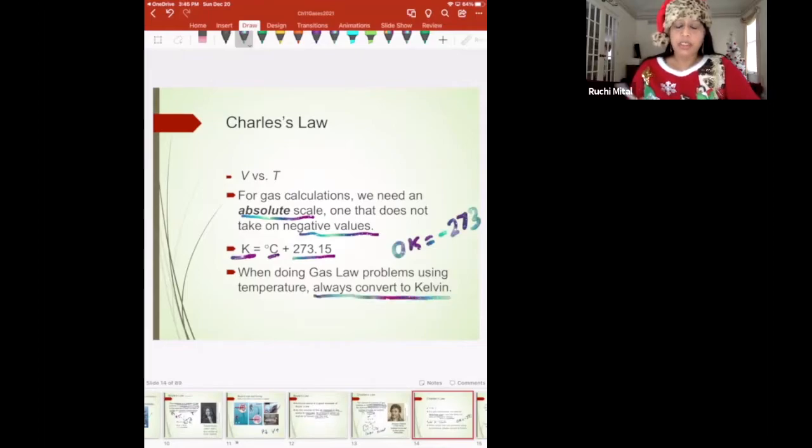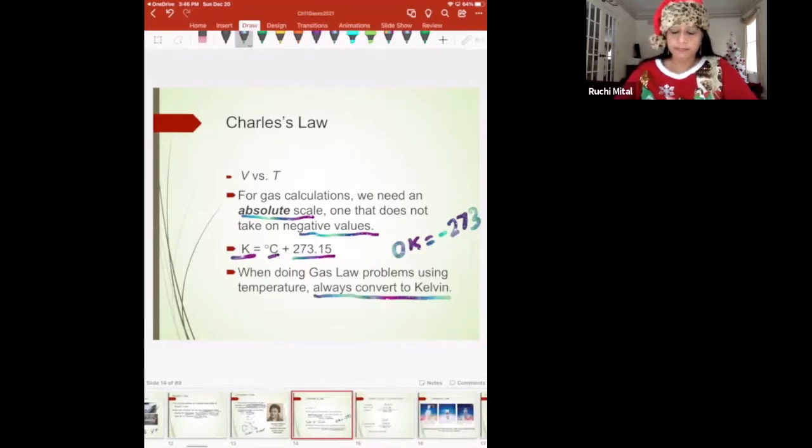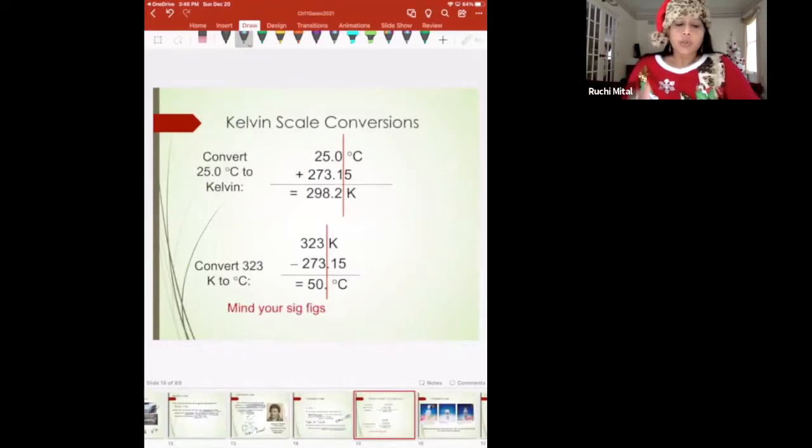So remember, this is one very common mistake that a lot of us make: we forget to convert the temperature into Kelvin. So make sure you write this in your notes. Also, when you're converting the scale, remember the sig figs. If it is 25.0 degrees Celsius, we have to apply the addition rule. We only have one decimal place, so your final answer will only need one decimal place. We are not going to think in terms of 3 sig figs. Addition rule is least number of decimal places.